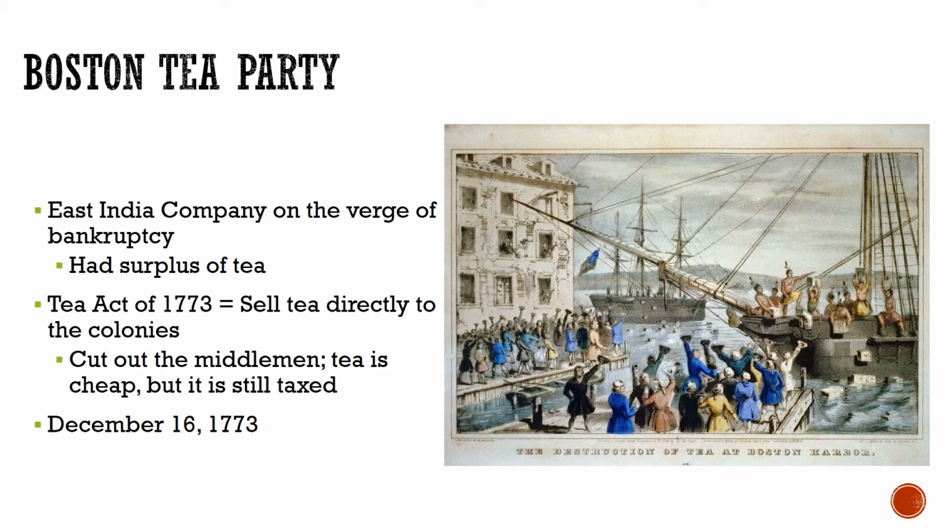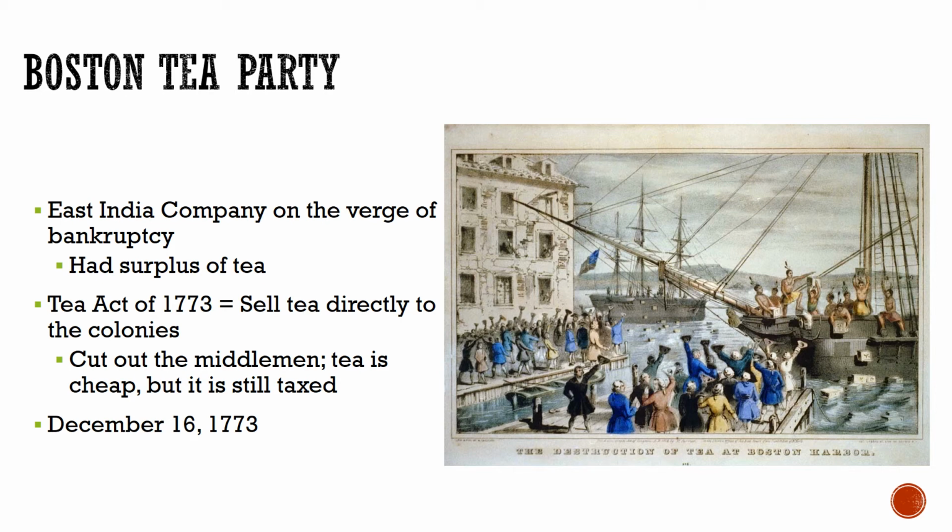But the protesters argued that Parliament was trying to trick them to accept the tax through the disguise of cheap tea, because honestly, who doesn't like cheap tea? But it also cut out the colonial merchants as the middlemen. And so knowing that these British East India Company ships are on their way from England to the colonies, the colonists are preparing to stop the importation of this tea.